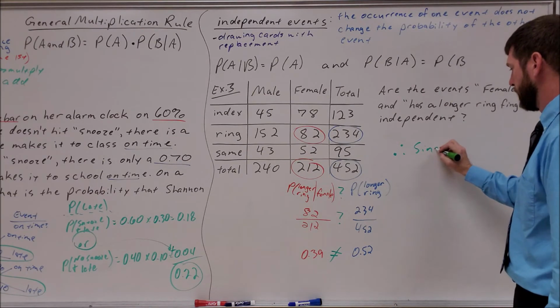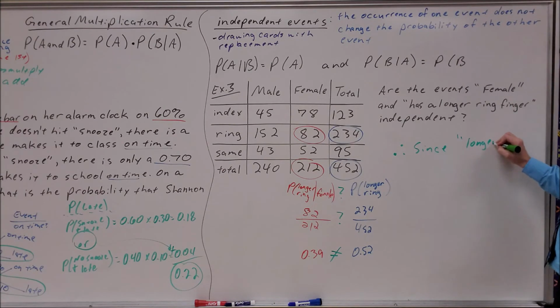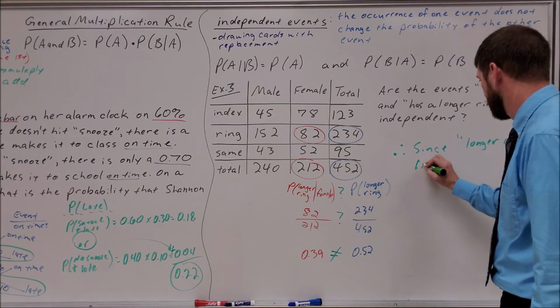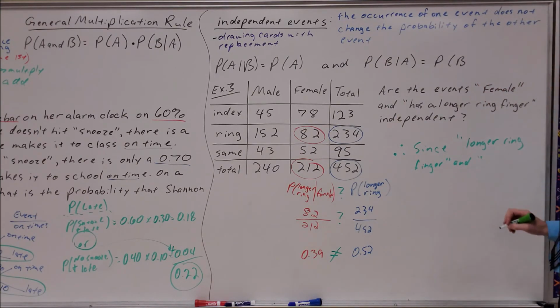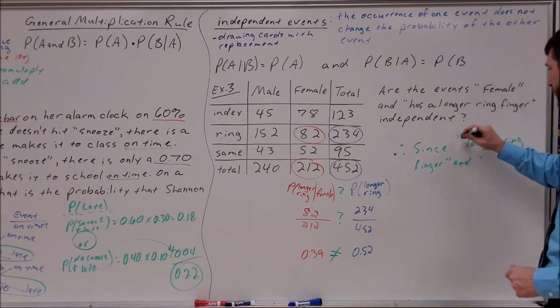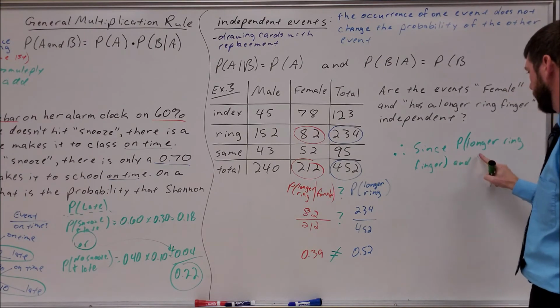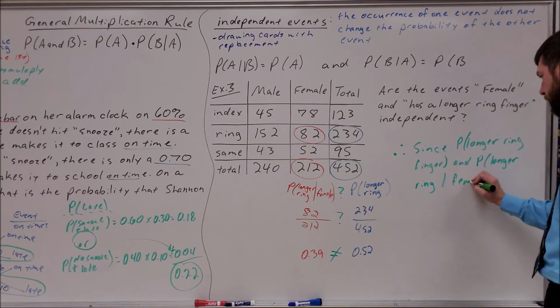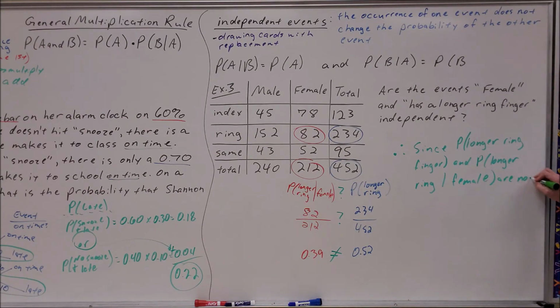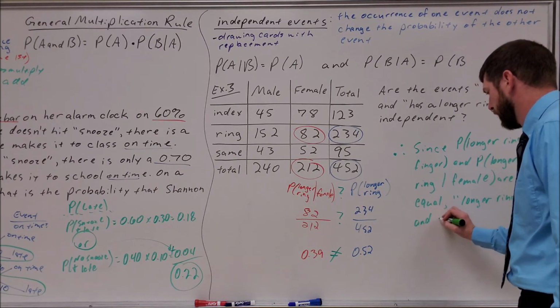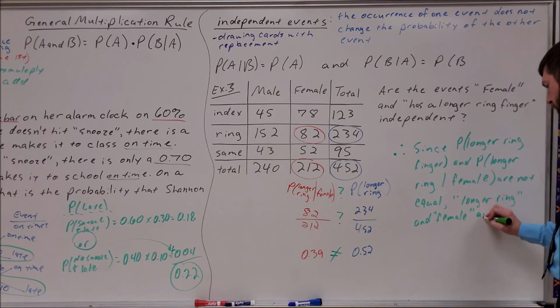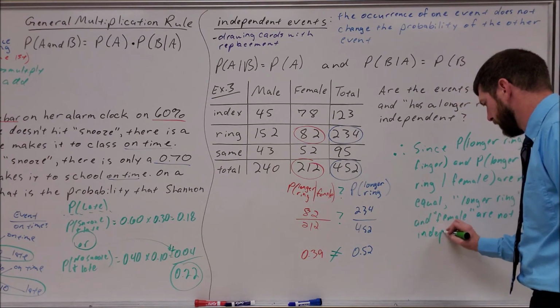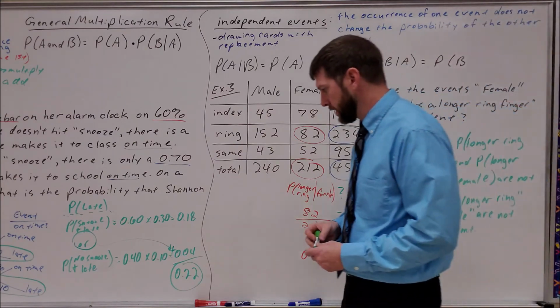since the probability of longer ring finger and the probability of longer ring finger given female are not equal, we can say that longer ring finger and female are not independent. Or we say they are dependent on each other.